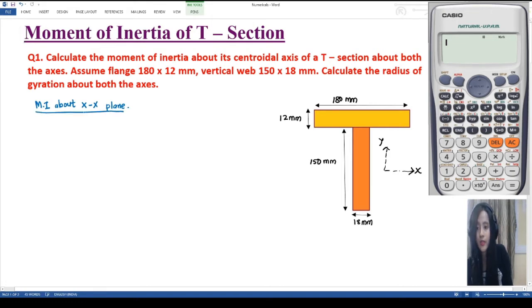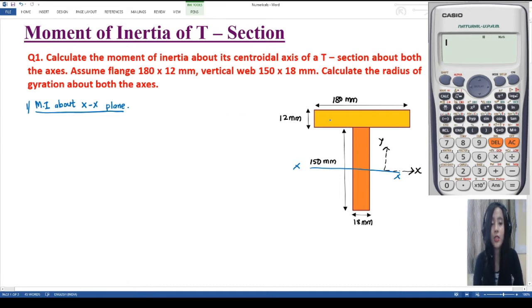Now here again, as we talk about x plane, x plane will be running in this direction here. So if this is my x-axis here, this top flange is running parallel with this x-axis here. So if I have to find moment of inertia about this x-axis, I'll have to use a parallel axis theorem. So let us do one thing.